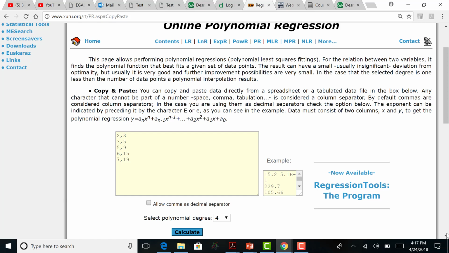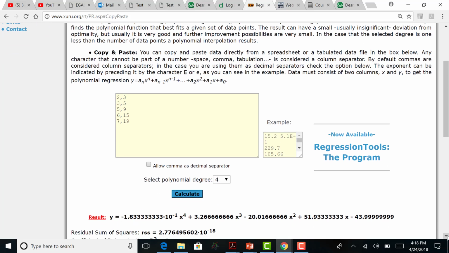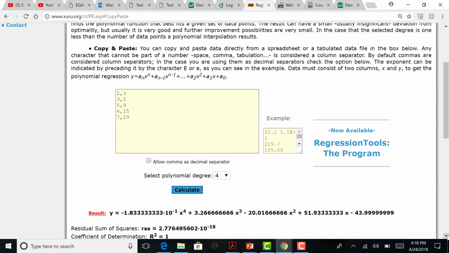So for this one, this is the data that I put in. Look at the equation that I have. Now I only want 2 decimal places. Tell me what equation you're going to have if I only need 2 decimal places.